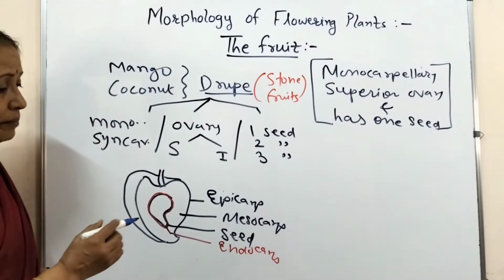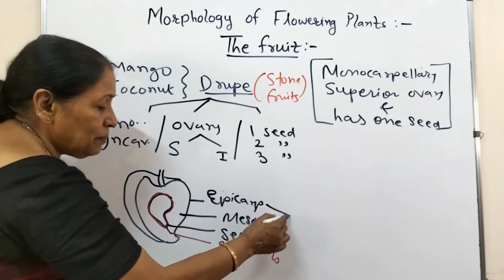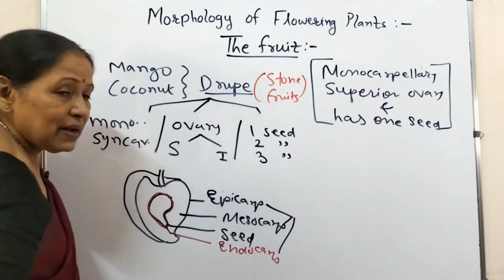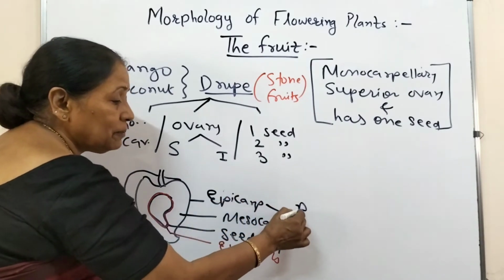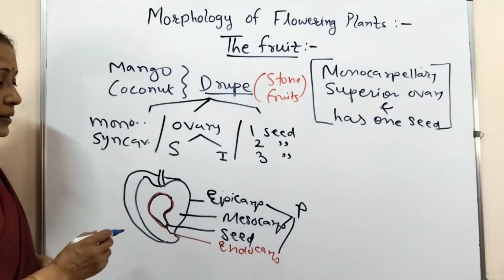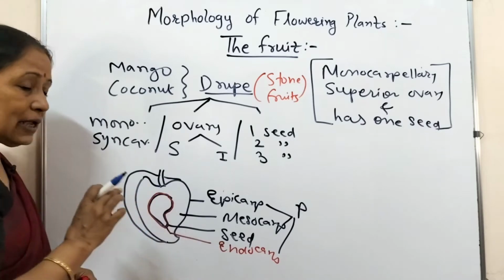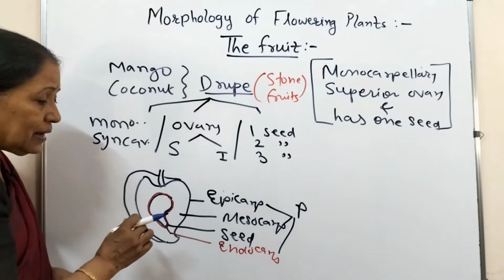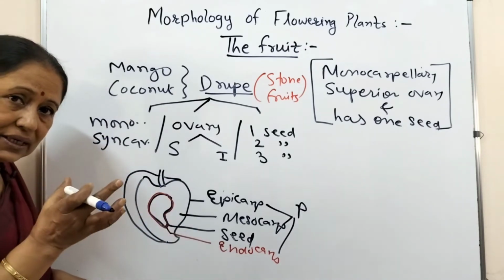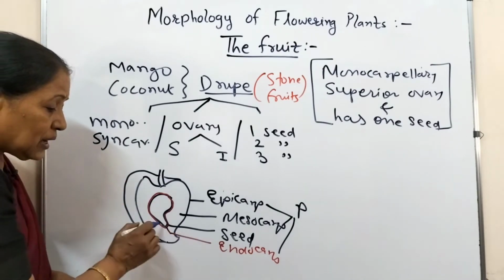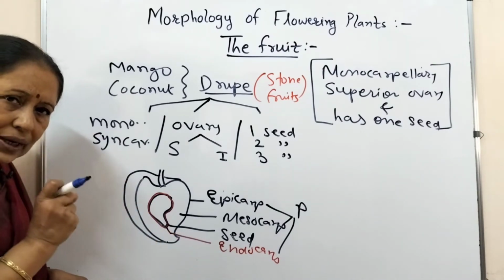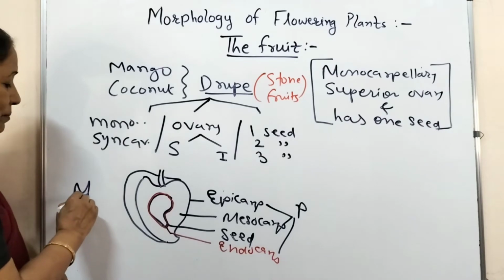So what we have seen is that mango has this epicarp, mesocarp, endocarp. These three together form the pericarp. This epicarp is membranous, the protective covering. This mesocarp is fleshy and juicy. This endocarp has become very stony and hard. And this is the mango.